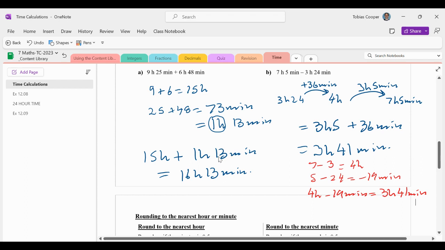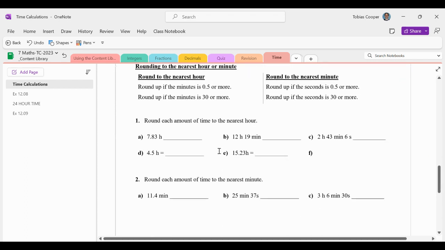Okay. Now let's have a look at rounding to the nearest hour. To round to the nearest hour, you're going to round up in hours if the minutes are 0.5 or more, or you're going to round up if the minutes are 30 or more. So let's have a look at rounding to the nearest hour for these questions. If I look at that 0.5 or more, notice that this here is 0.5 or more. It's actually 0.8. I'm going to round up to 8 hours.